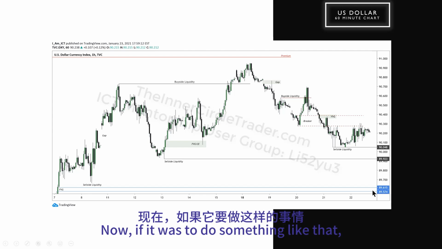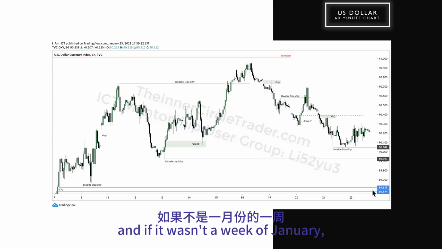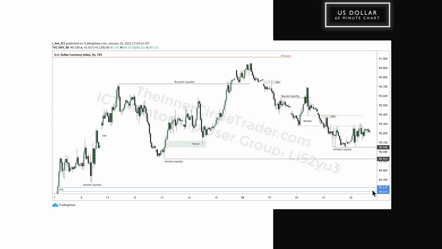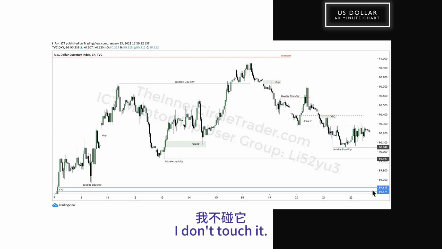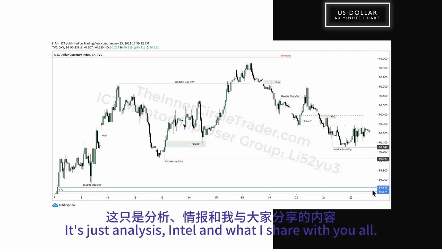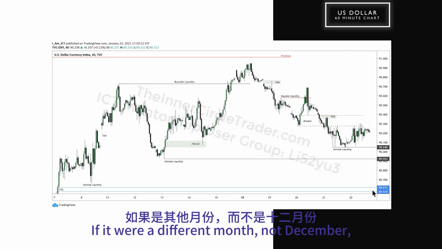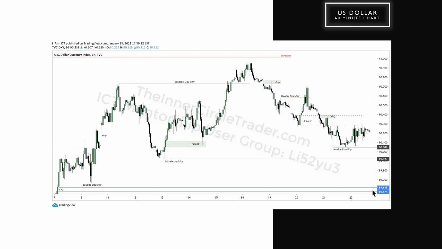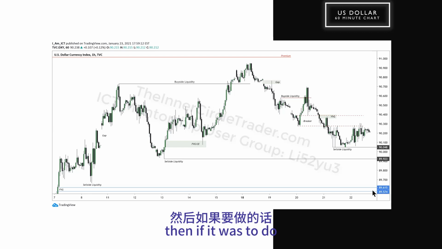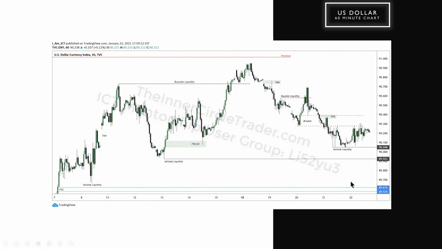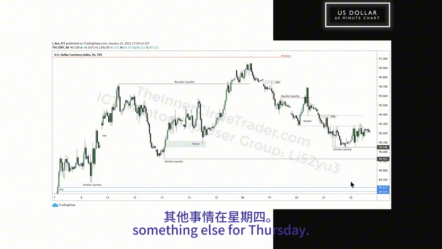And there you go. Now, if it was to do something like that, just so you know, we're still in the month of January, so I don't do anything. I just completely remove my interest in trading live funds in January. I don't touch it. It's just analysis, intel, and then what I share with you all. If it were a different month, preferably in spring or fall months, then if it was to do what I just outlined here, that would be the week for me, and I wouldn't do anything else. I wouldn't try to forecast something else for Thursday. I wouldn't try to participate in anything on Friday.